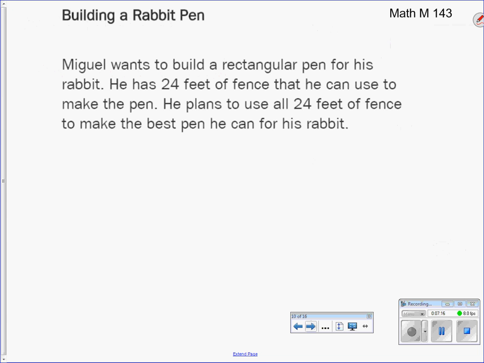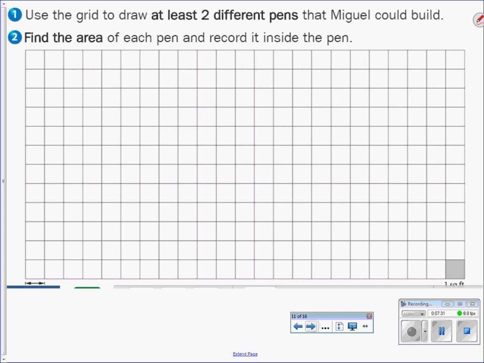Miguel wants to build a rectangular pen for his rabbit. He has 24 feet of fence that he can use to make the pen. He plans to use all 24 feet of fence to make the best pen he can for his rabbit. Okay, so we know that he has 24 feet all the way around. So when I do a pen, I've got to make sure that my perimeter going around is going to be 24. Okay, well, I know that 24 is an even number, so I could do 2.